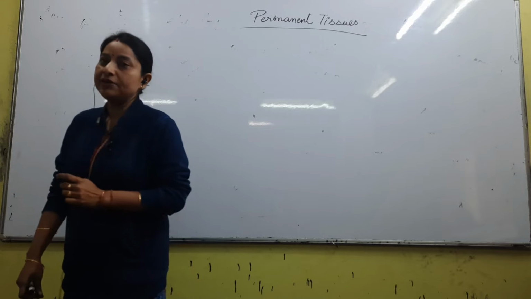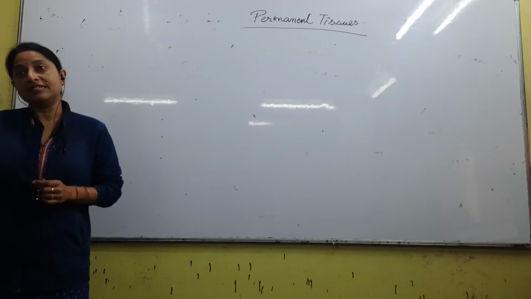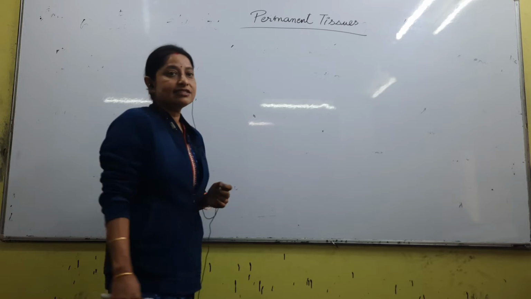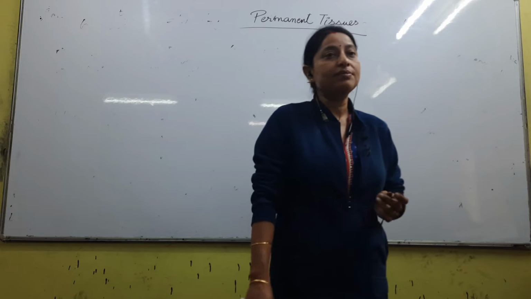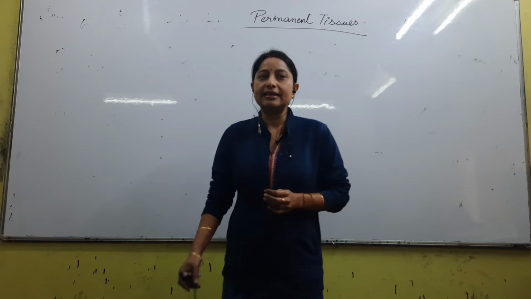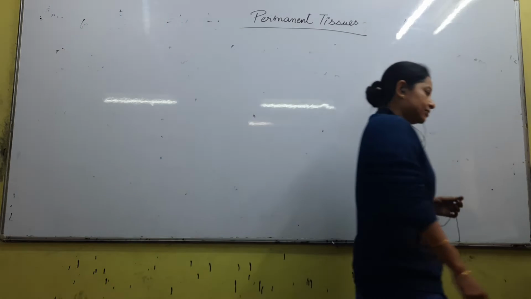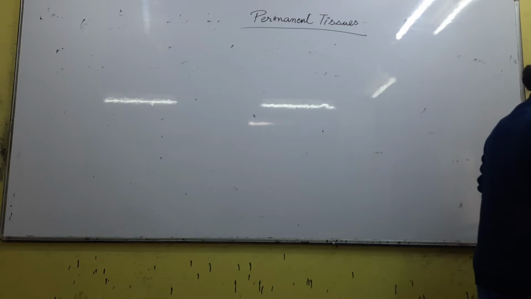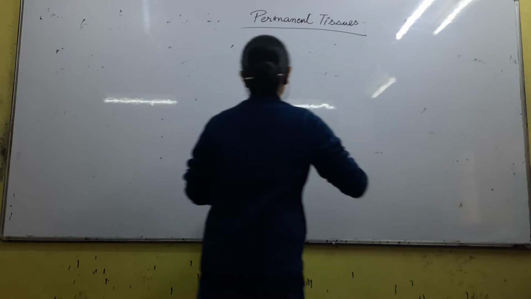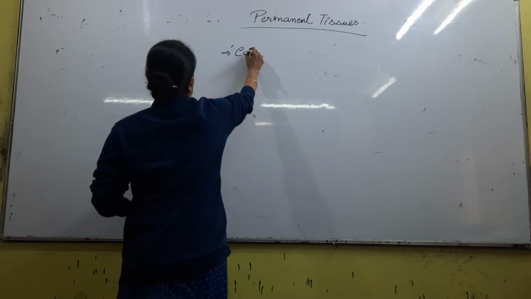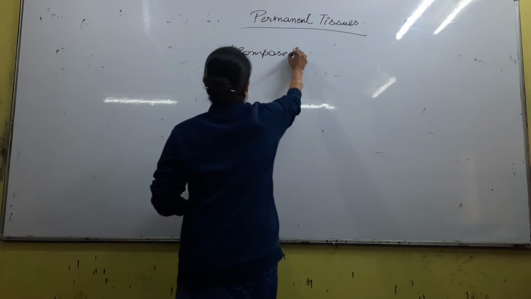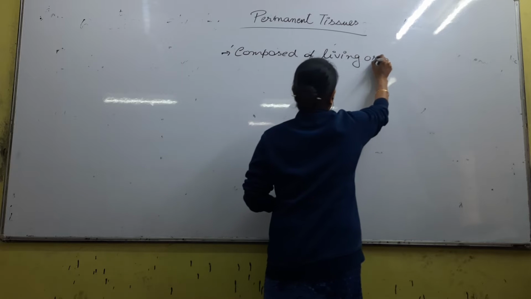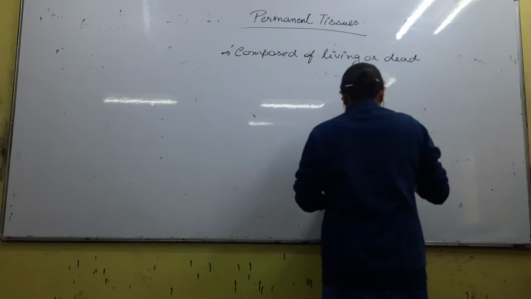Next, what does the permanent tissue consist of? Living cells, dead cells, or only living cells, only dead cells? It consists of both living and dead cells, because if we talk about dead cells, there is sclerenchyma, so that is a part of a dead cell. So, we will be writing about permanent tissues. Write first: composed of living or dead cells, dead cells but dead tissues.